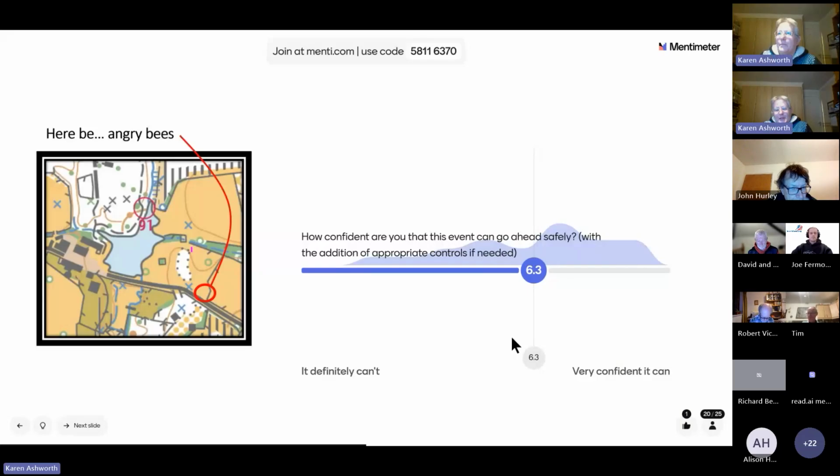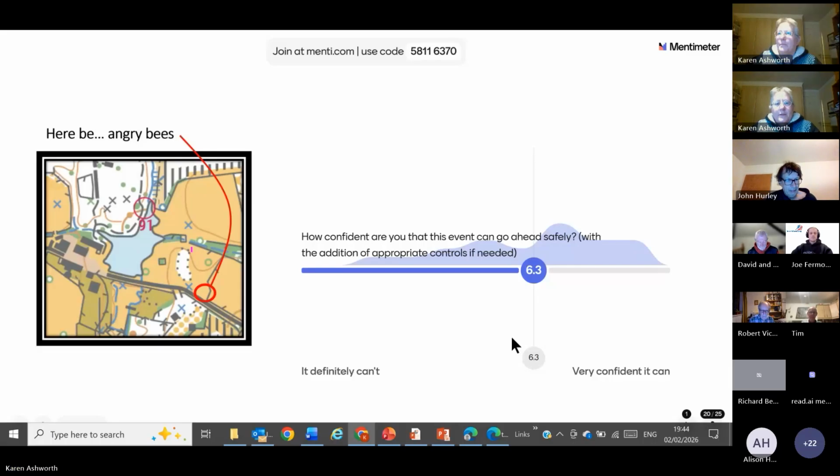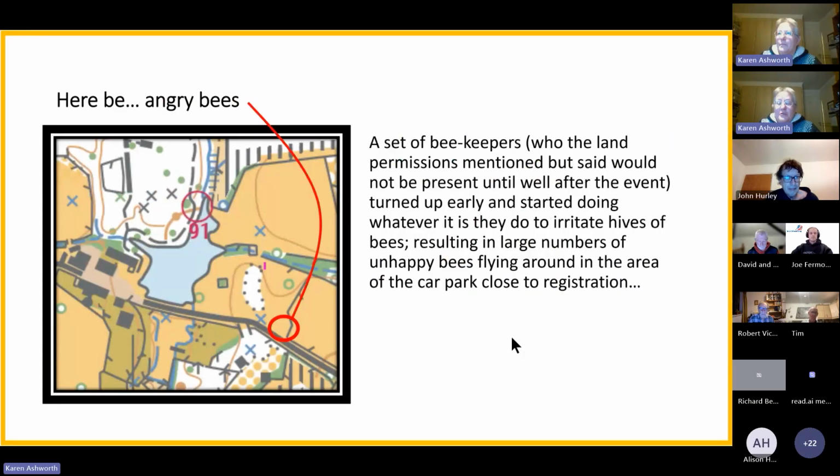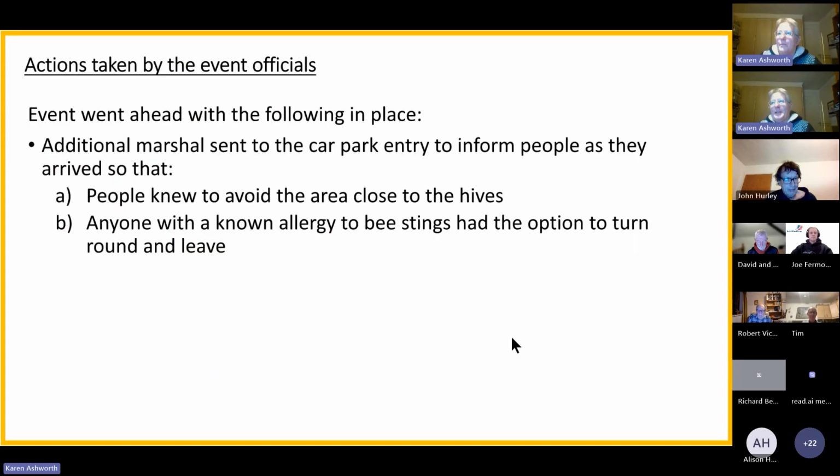So this one, I'm guessing the split distribution is the same thought process that we went through, that there are some people in our club who are allergic to bee stings. So what we did, we knew that the people who had declared themselves allergic to bee stings hadn't yet arrived. We sent somebody up to the car park entrance to inform people as they were arriving, firstly so that people knew to avoid the area near the hives, and secondly so that anybody who had a known allergy to bee stings had the option to turn around and leave if that was what they preferred to do.